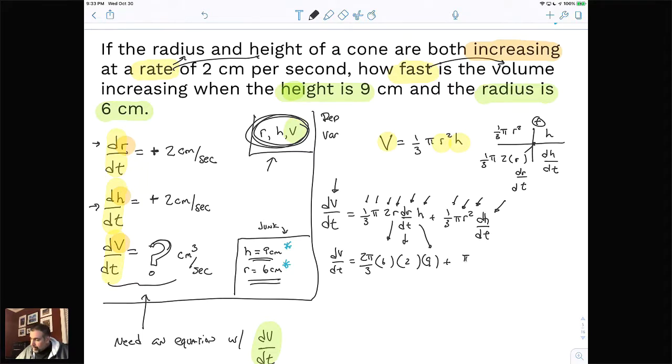Now we're going to add pi over 3. We're going to have an r squared, but the value of r that we need is 6. And the value of dh over dt is 2. So we're able to substitute in for every single one of these values. Now it just becomes a little bit of arithmetic as we work this out. So that 3 is going to cancel with that 6. And we're going to end up with 72 pi in the first term, plus this is going to be 18. Sorry, this is going to be 6. So we're going to put a 2 there. So we're going to get 4. We're going to get 24 pi.